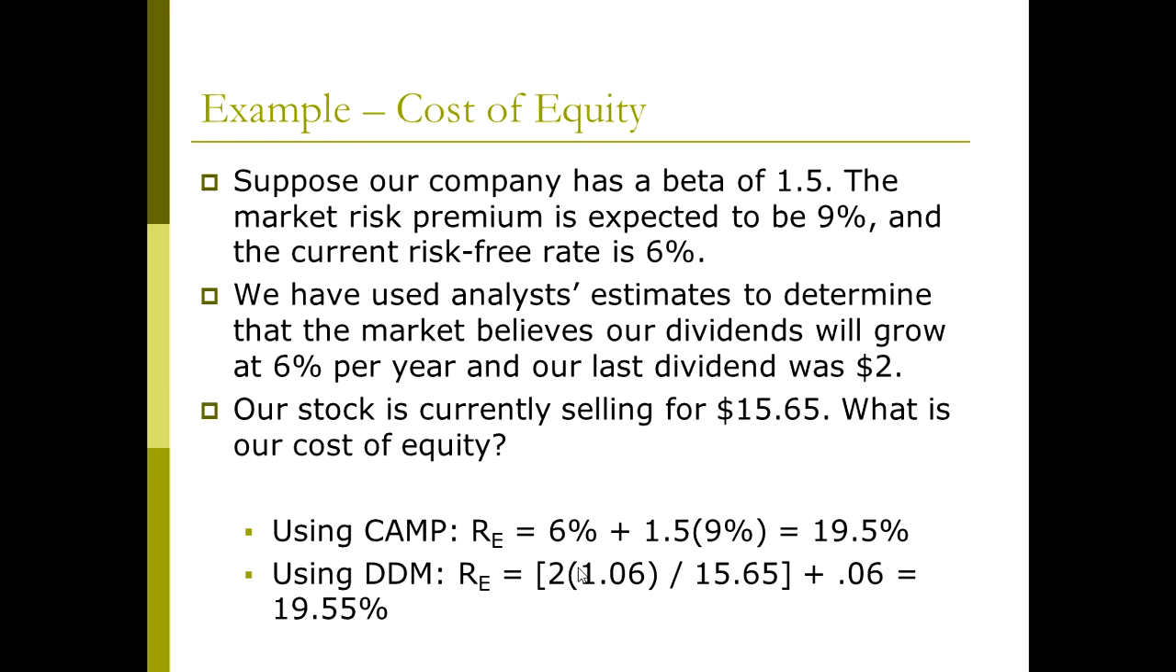Okay, so here is an example of the cost of equity. Suppose our company has a beta of 1.5, a market risk premium of 9%, and a risk-free rate of 6%. We also have the following information. We estimate the dividend will grow at 6% a year, and our last dividend was $2. Pay attention to the wording here. Last dividend was $2. That is our D0. Our stock is currently selling for $15.65. What is the cost of equity?